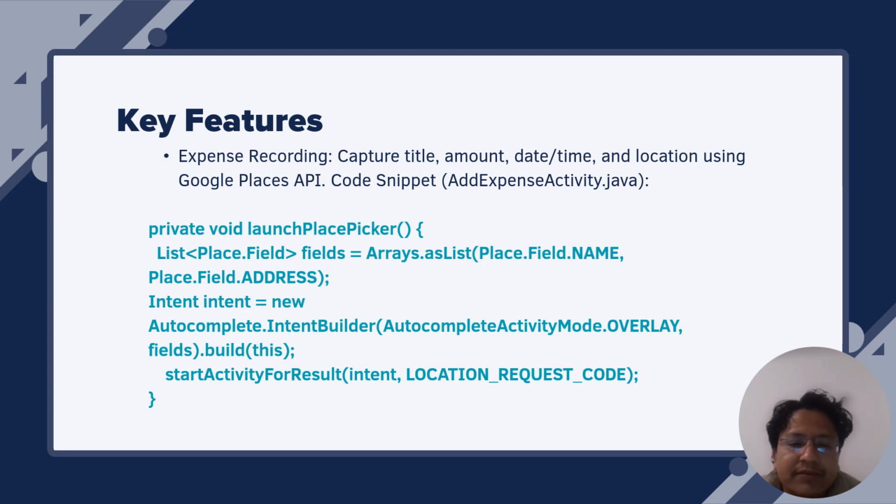Expense recording: capture title, amount, date, time, and location using the Google Places API. Next, the user logs an expense with title, amount, and location. The Google Places API simplifies location. Typing a place like London, Personal Expense Tracker suggests London. This is the add expense screen in the emulator. If a field is skipped, Personal Expense Tracker applies defaults, which keeps data flexible.